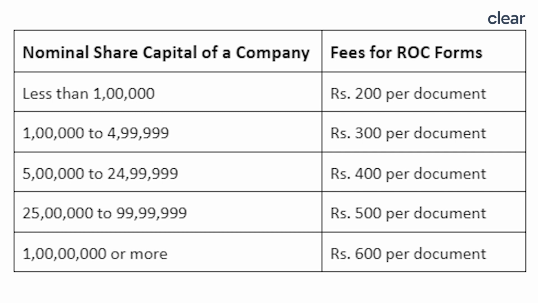Similarly, companies having a share capital above 1 lakh but below 5 lakh should pay Rs 300. Companies with a share capital above 5 lakhs but below 25 lakhs should pay Rs 400. Companies with a share capital above 25 lakhs but below 1 crore should pay Rs 500, and companies having a share capital above 1 crore should pay Rs 600 per document. A company not having a share capital will have to pay fees of Rs 200 per document.